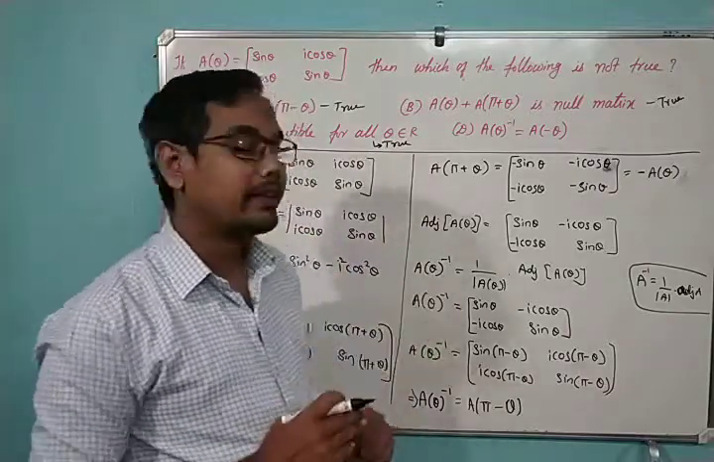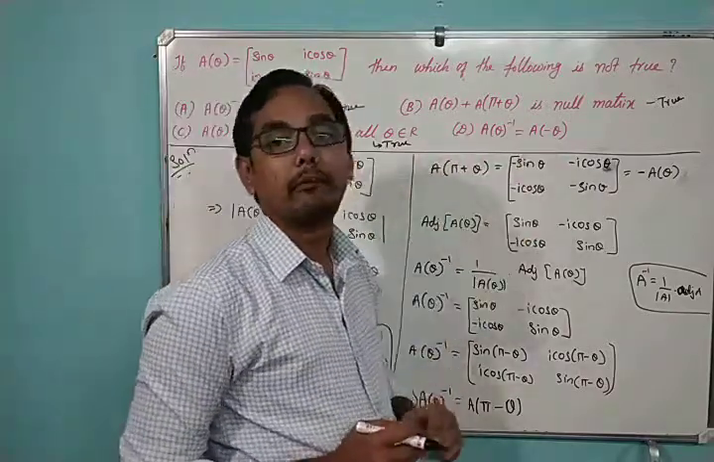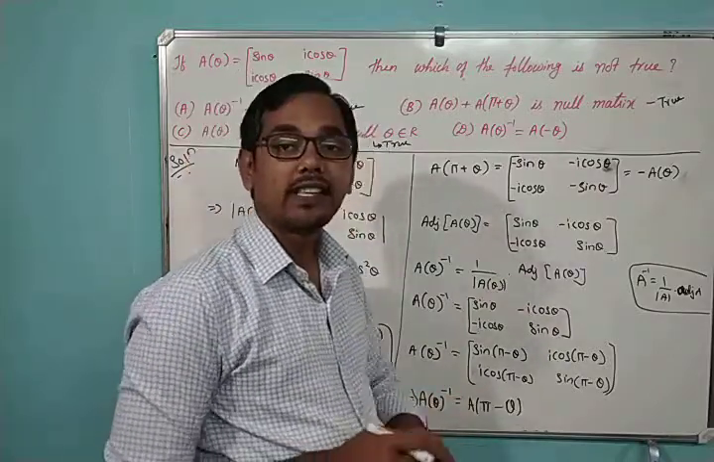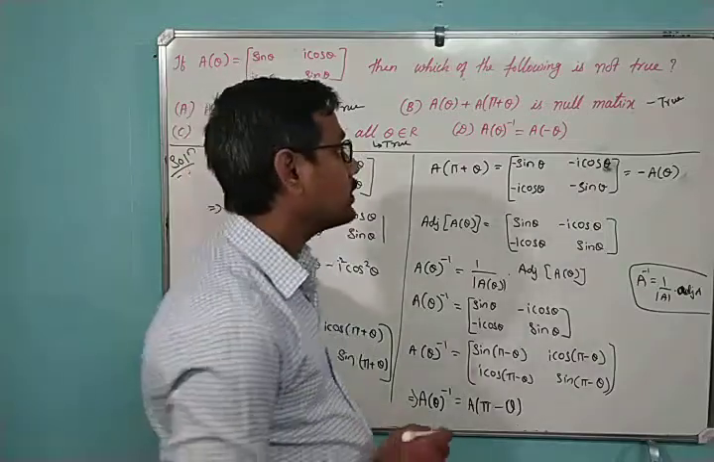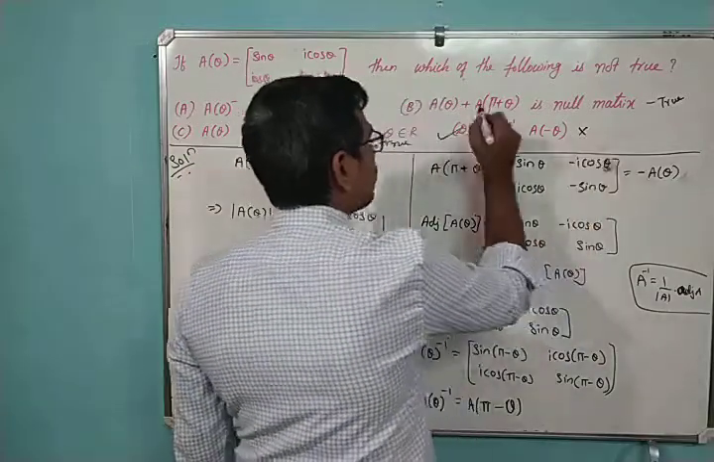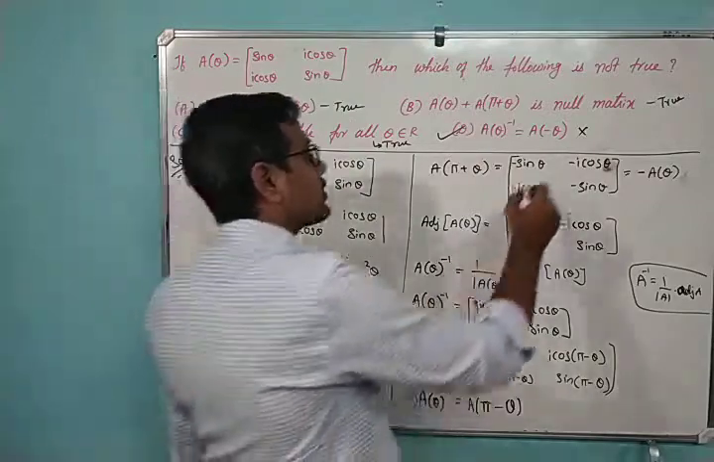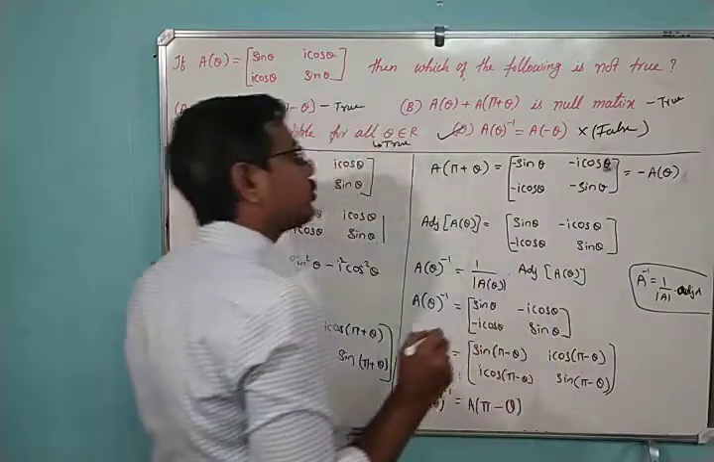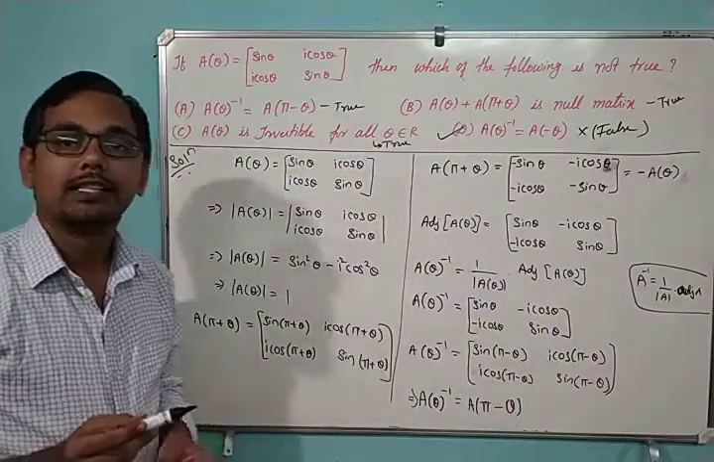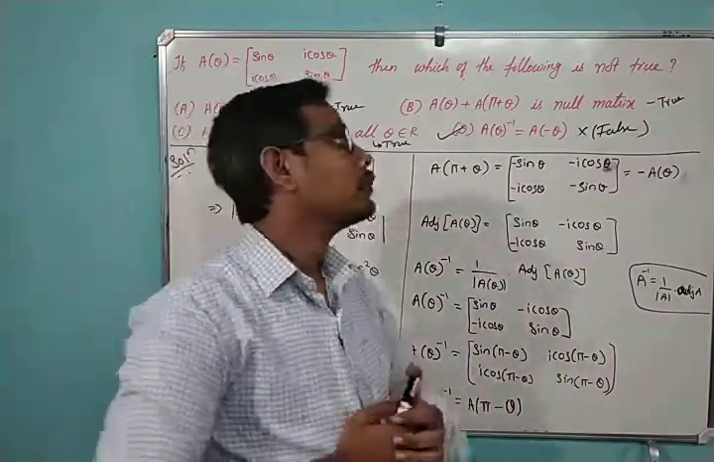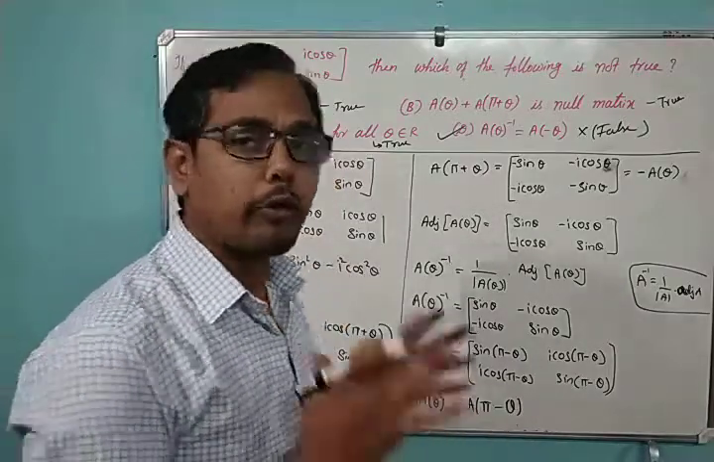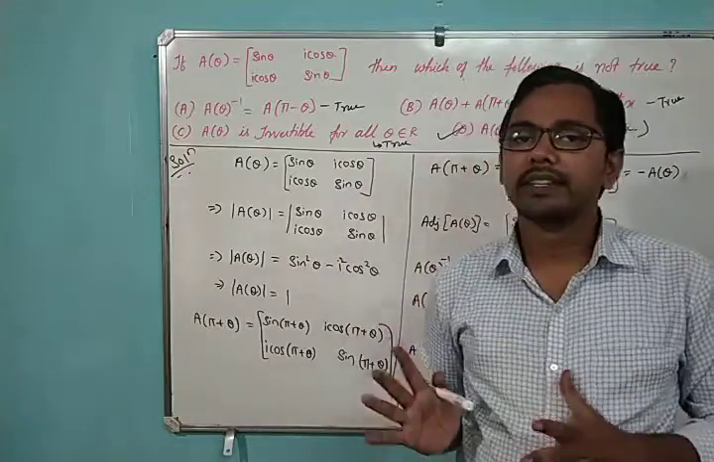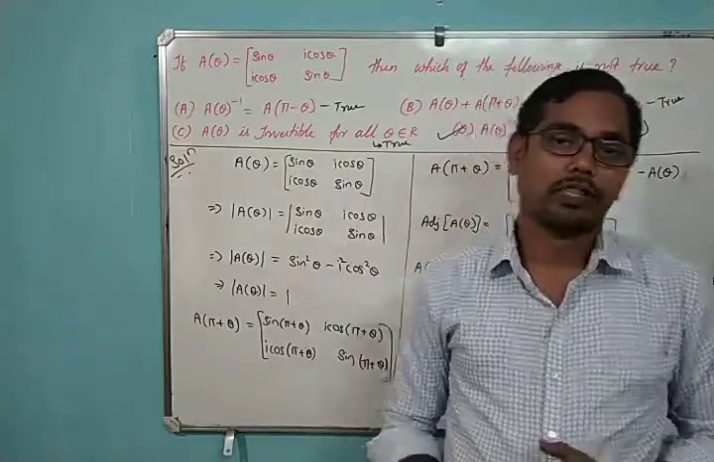So which is not true then? A of theta inverse, they have given as A of minus theta. But here what we have got is A of theta inverse as A of pi minus theta. So this is not true, this is false, and that should be our selection. I hope this is clear. You have to make a note of this. If you feel like taking it down, pause a moment, have a look at this, then make a note of it.